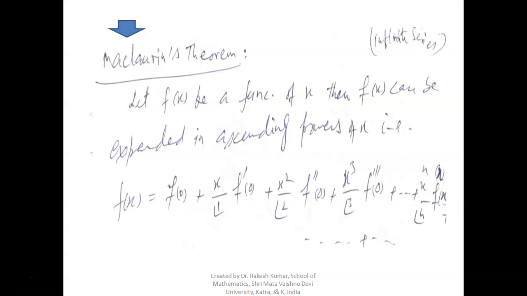Let f(x) be a function of x, then f(x) can be expanded in ascending powers of x, that is f(x) is equal to f(0) plus x upon 1 factorial f dash 0 plus x square upon 2 factorial f double dash 0, and so on, up to x raised to power n upon n factorial f nth derivative of f(x) at 0, and so on.